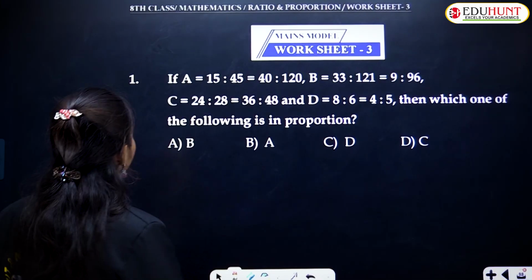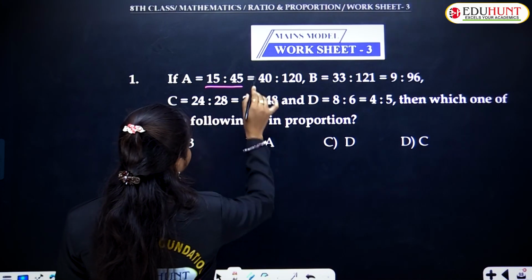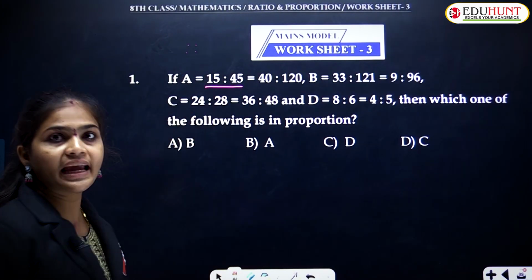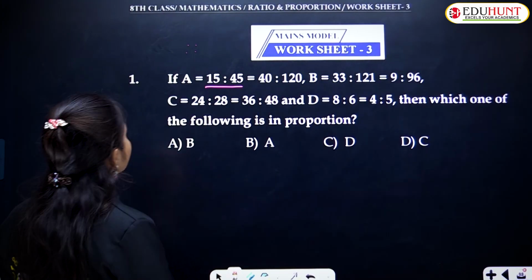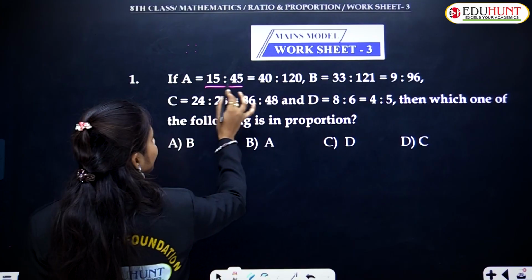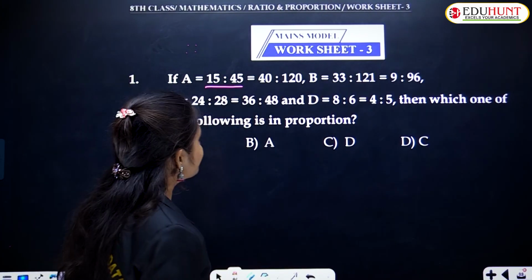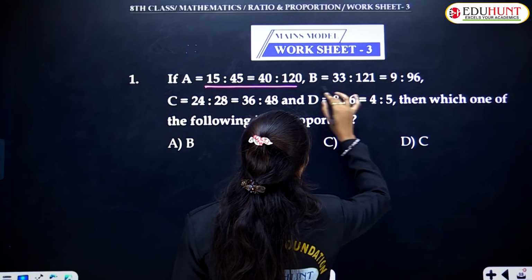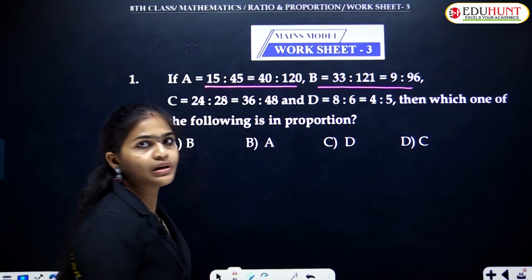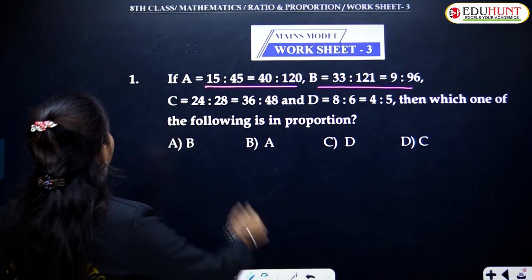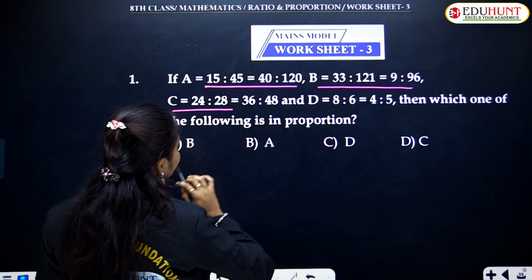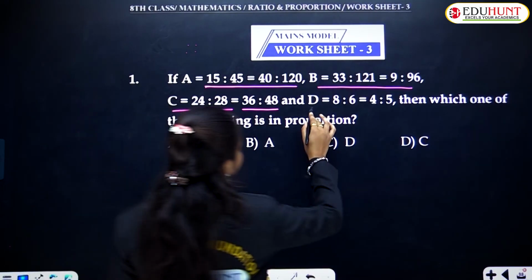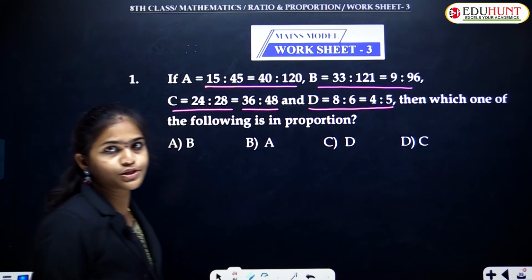See, if A is equal to 15 is to 45, here "is to" means that it is equal to only, no? So that's what they have given as equal to. So 15 is to 45 is equal to 40 is to 120. That is the value of A. And here B is equal to 33 is to 121, which is equal to 9 is to 96. And here C is equal to 24 is to 28, which is equal to 36 is to 48. And here D is equal to 8 is to 6, which is equal to 4 is to 5.